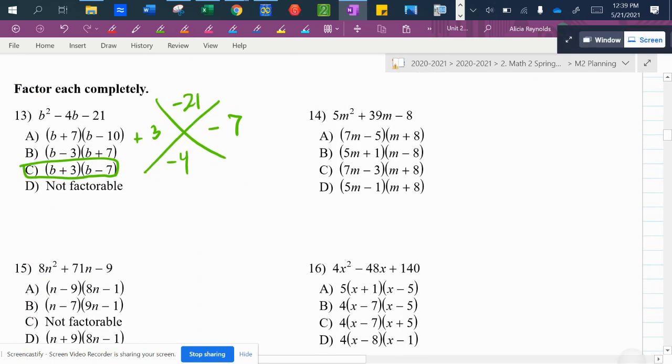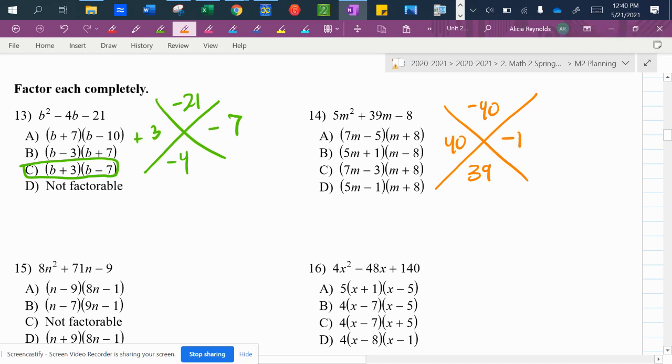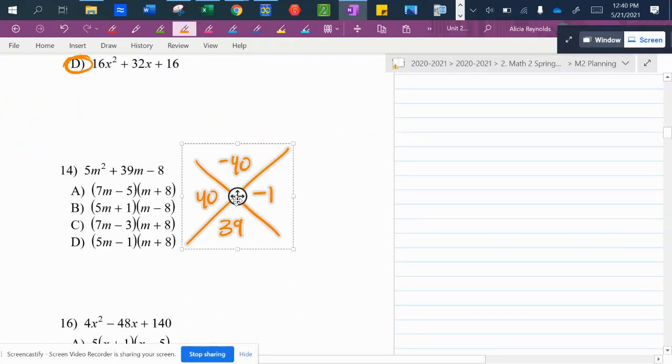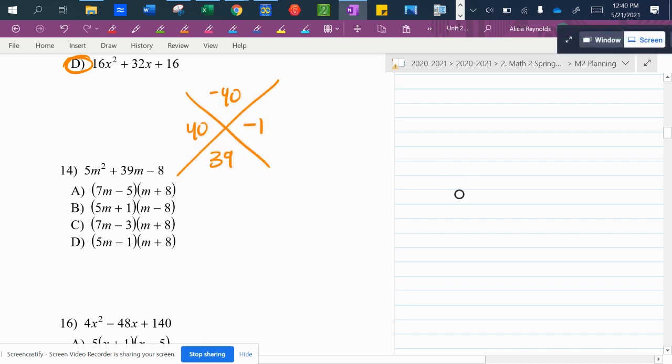Here, when we're factoring, we're trying to find numbers that multiply to the number on the end and add to the number in the middle. So for number 14, I'm going to have to do AC product and factoring by grouping. 5 times negative 8 is negative 40. And I'm trying to find numbers that are going to add to 39. So the most obvious answer here is going to be 40 and negative 1, because I have a negative product and a positive sum. So I'm going to have opposite signs. So then when I factor this by grouping, I need to split up 39 into 40 minus 1.